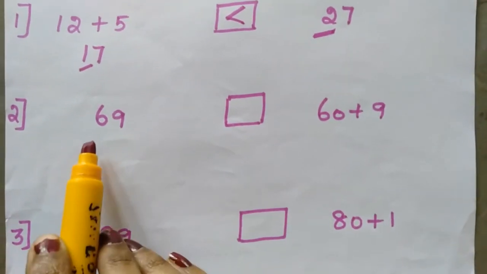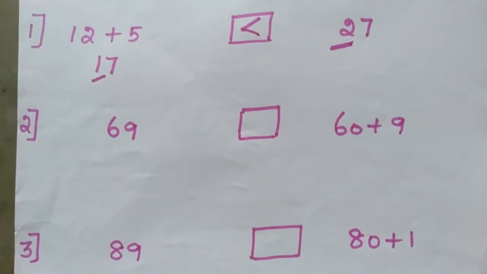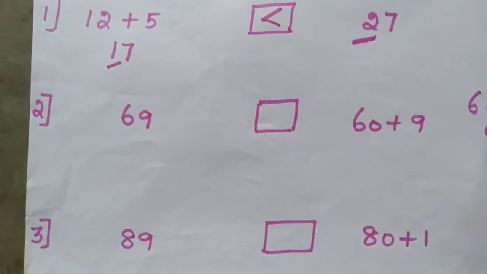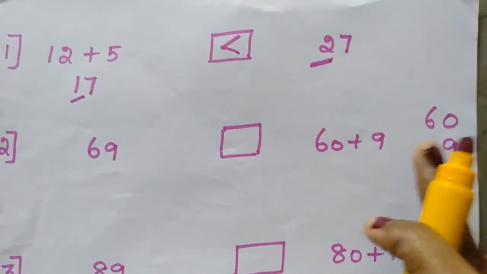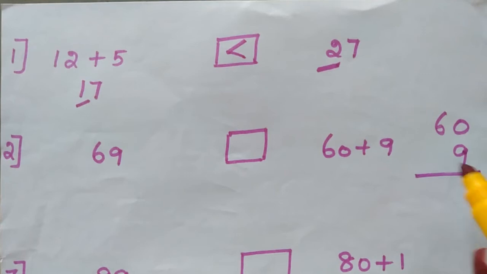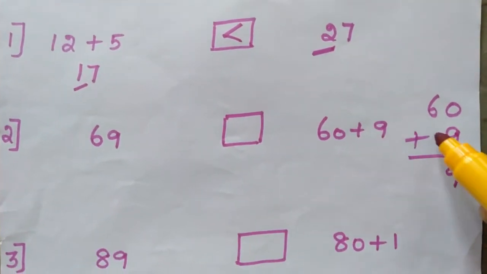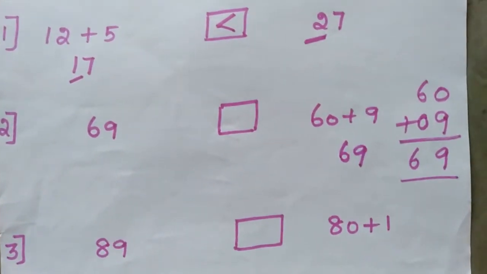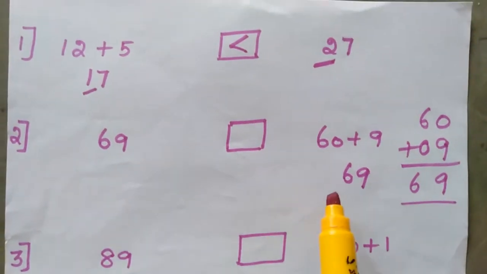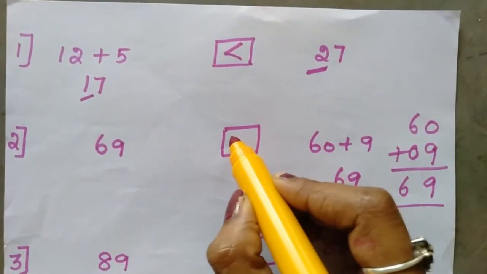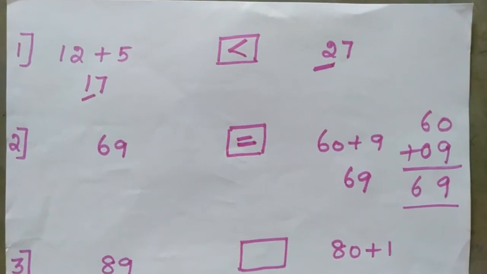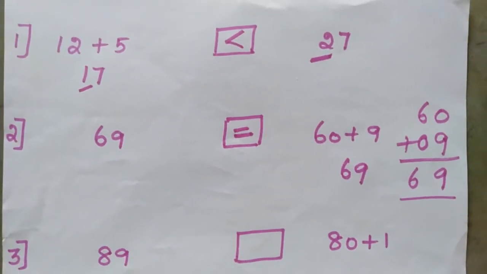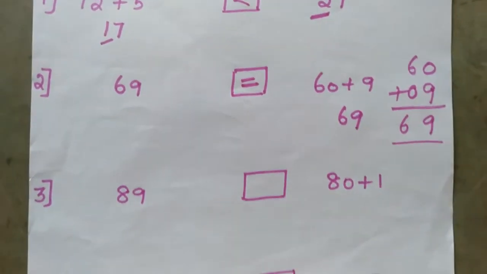Okay. The next one. Here 69. Here 60 plus 9. 60 plus 9 means you have to write 60, then in the ones place 9 is there. Now you add 0 plus 9, 9. 6 here, no number, so 0. 6 plus 0, 60. So 69. So both the numbers are the same. Here also 69, here also 69. So equal. What symbol will come? Both the numbers are the same, so the equal symbol will come. Understood, ma?